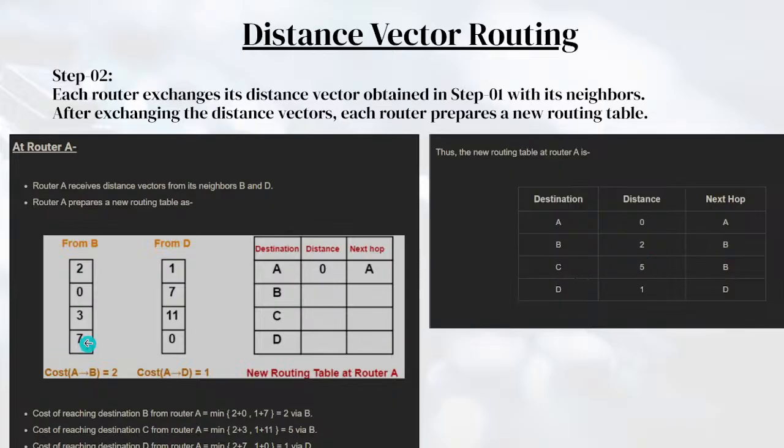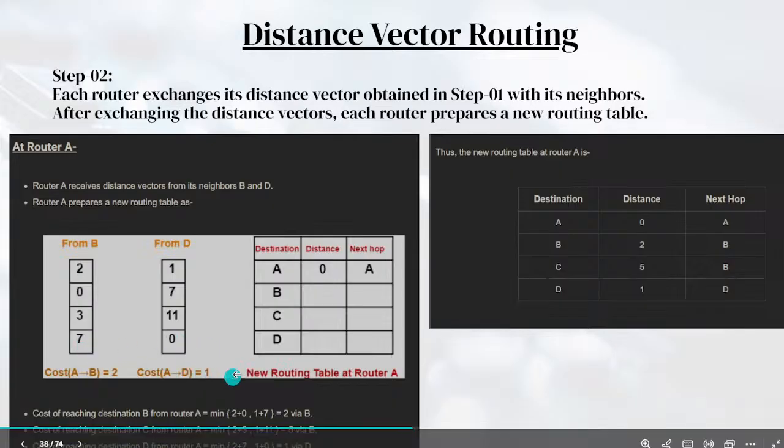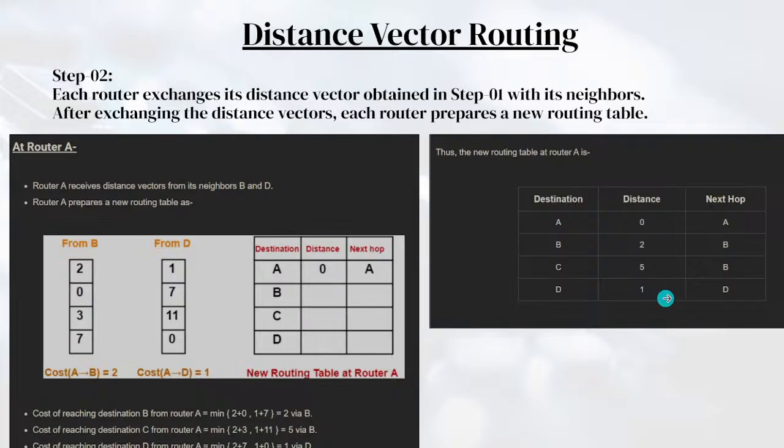Now the third one is 7 and 0. So 7 plus 2 is 9 and 0 plus 1 is 1. So we are going through D, which means 1 is the shortest. So we update here 1. So the new routing table at router A is this one. This is the routing table of A.